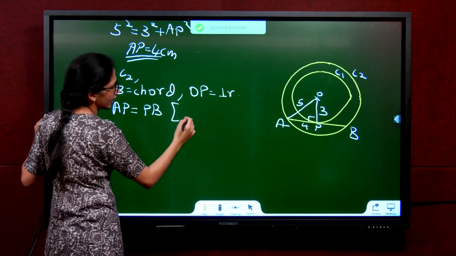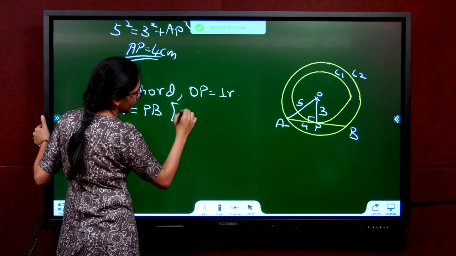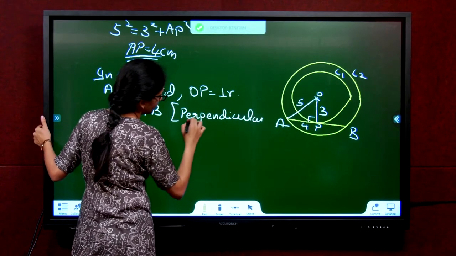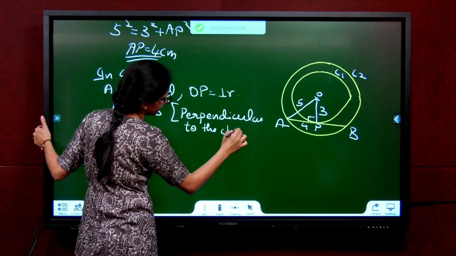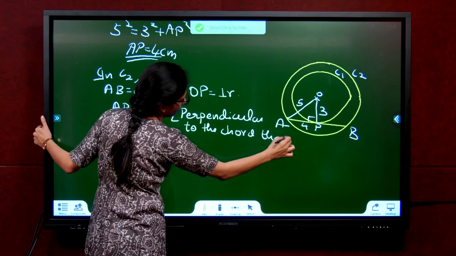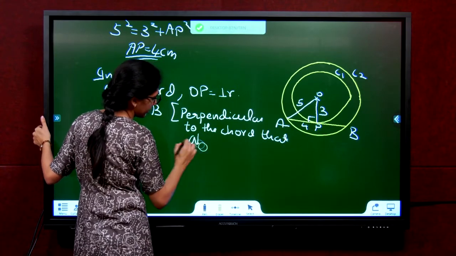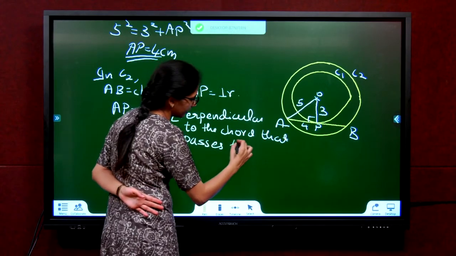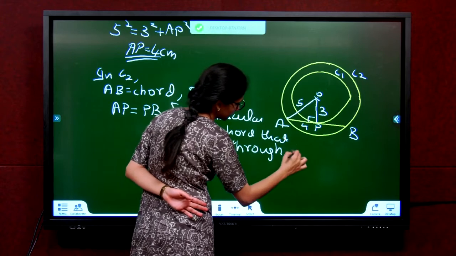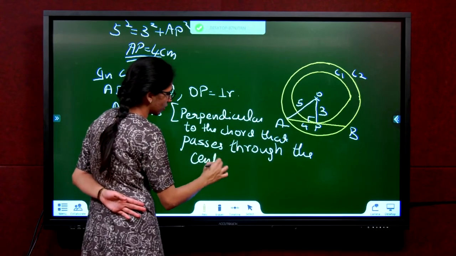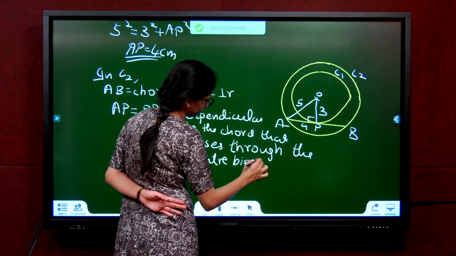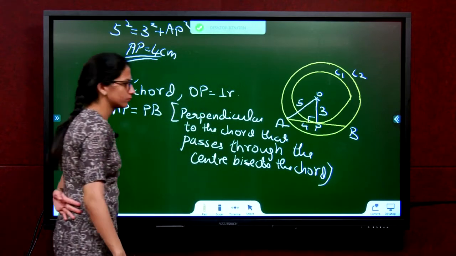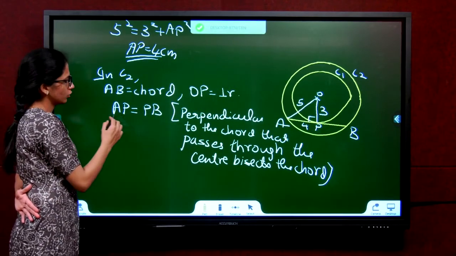Why? Write down: the perpendicular to the chord that also passes through the center bisects the chord. Yes. So now we have AP equals PB.